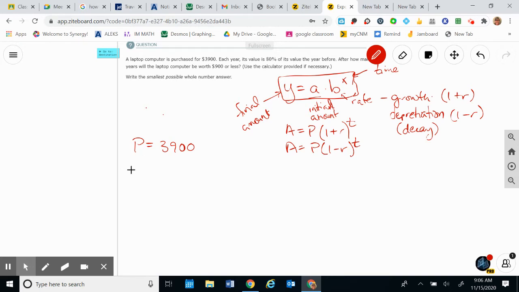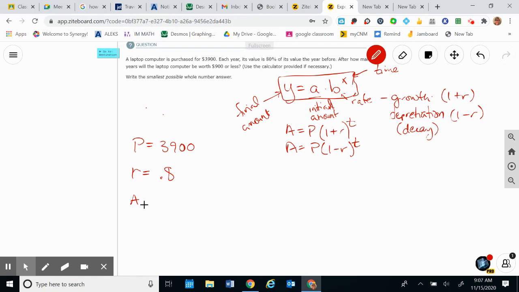Okay, so we're going to go, if we wanted to, you can think about it either way, but the rate is 0.8. It's 80%. It would be 1 minus R, where R is the rate of depreciation, which is 20%, right? Okay, after how many years will the laptop be worth 900 or less?